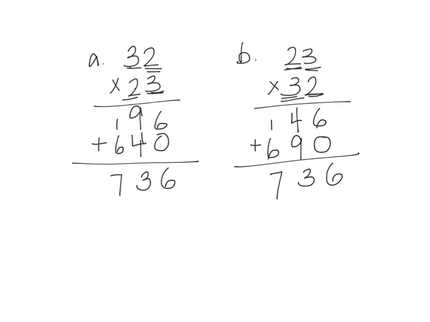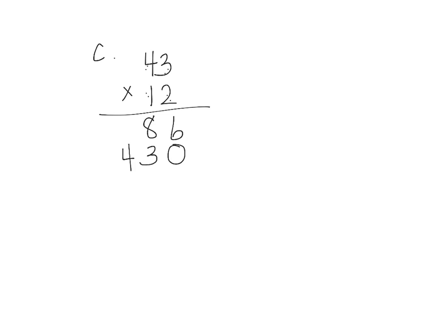And if you would have looked at the problems, 32 times 23, 23 times 32, we would know that because of the associative property of multiplication, we would have ended up with the same answer. It doesn't matter the order of the numbers, it just matters the answer. All right, so let's move on to C.